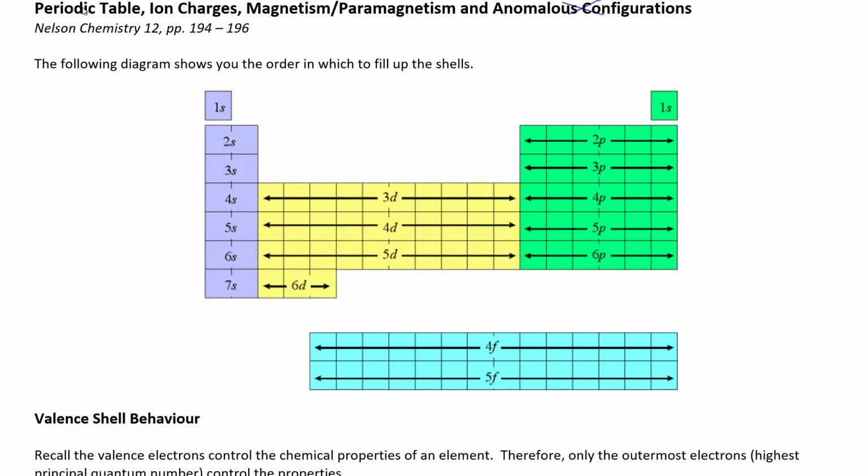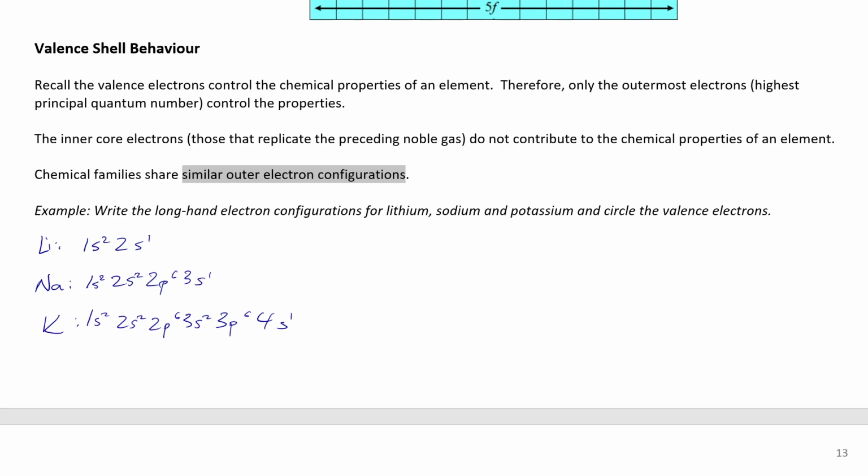Now the question didn't ask for just the electron configurations. It said circle the valence electrons. Well, remember the valence electrons are the electrons with the highest principal quantum number. So these are my valence electrons right here: 2s1, 3s1, 4s1. And as you can see, they have similar electron configurations because the highest principal quantum number for each of these only has the one electron.